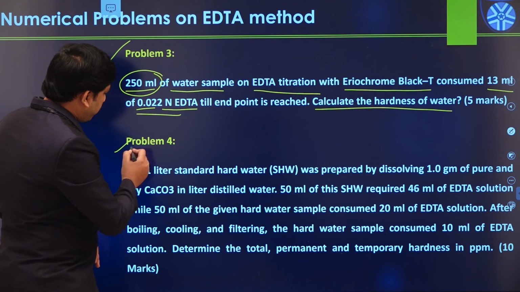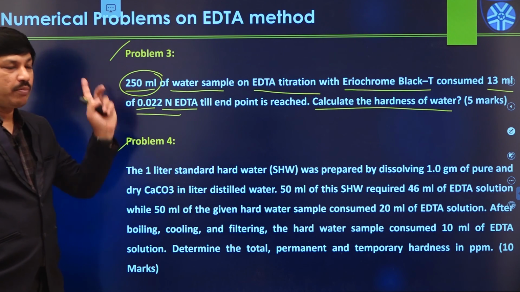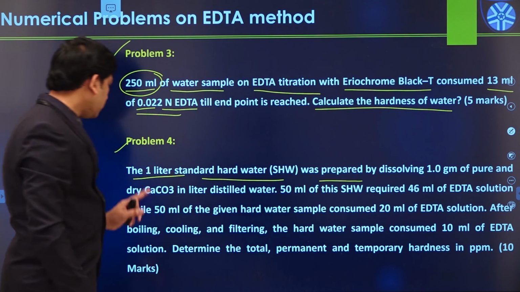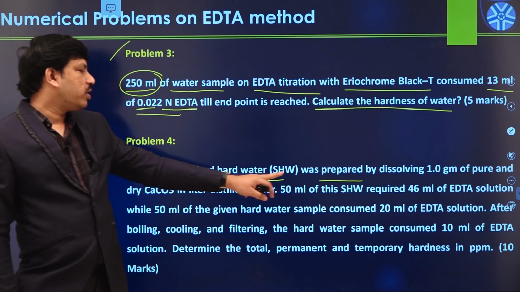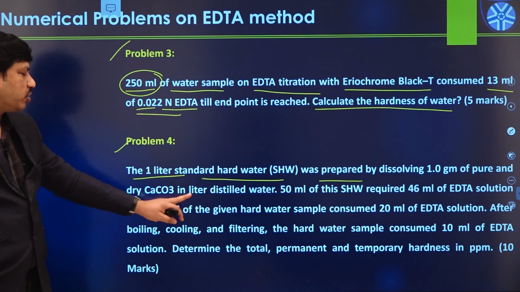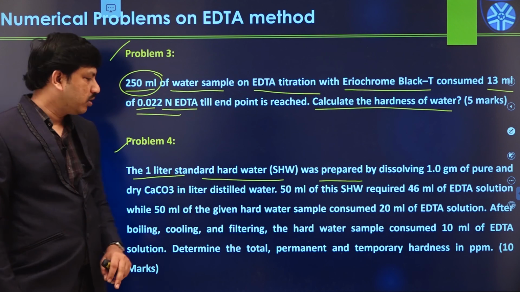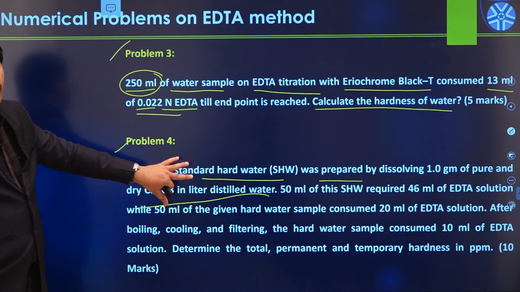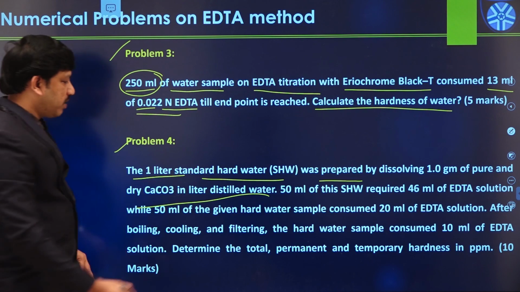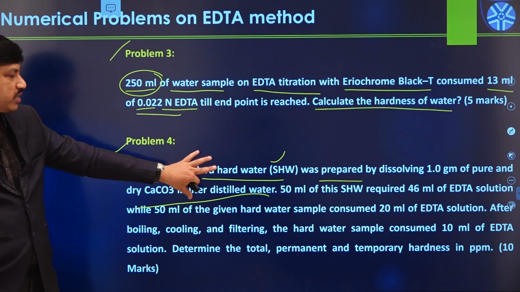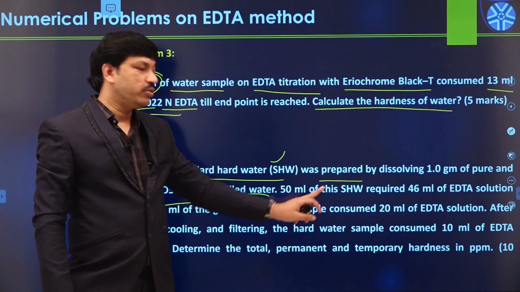Similarly, this type of problem is very much similar to problem 1 and problem 2. Just go through the statement and you will understand everything. 1 liter of standard hard water was prepared by dissolving pure and dry calcium carbonate in 1 liter of distilled water. So from the first statement, we have to understand what the molarity of the hard water sample is. Then there is a titration process.